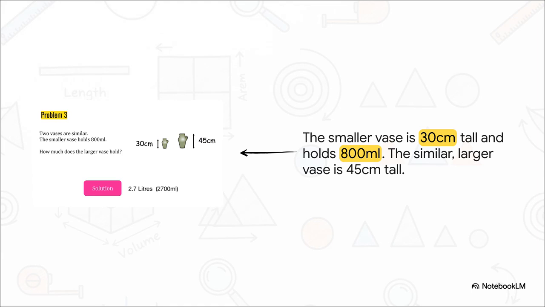Okay, let's get specific so we can really dig into this. Say our small vase is 30 centimeters tall, and we know it holds 800 milliliters of water. Now, its bigger sibling, which is a mathematically similar vase, and that word's important, is 45 centimeters tall. So what's its volume? By the time we're done here, you'll know exactly how to figure that out, and I'm betting the answer isn't what you expect.